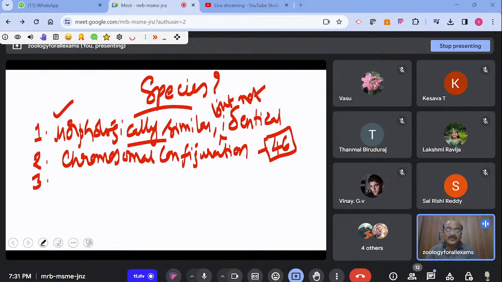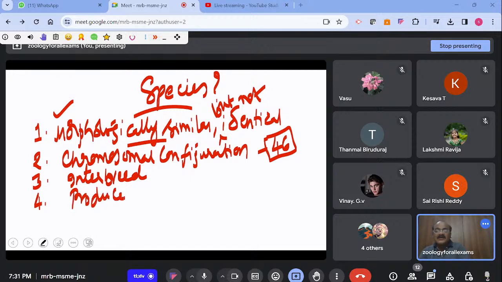Another feature of a species is that its members must interbreed among themselves, and in so doing, they must produce fertile offspring. That means when a human being marries a human being, he must produce a human being only, and a human being must be able to reproduce only with a human being. That is what interbreeding is.